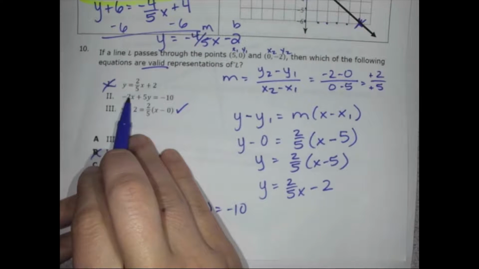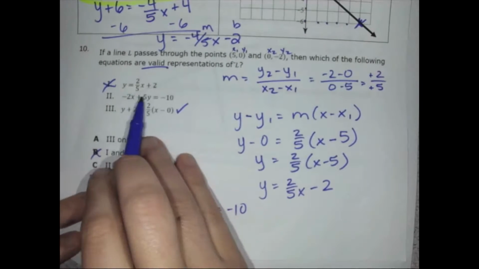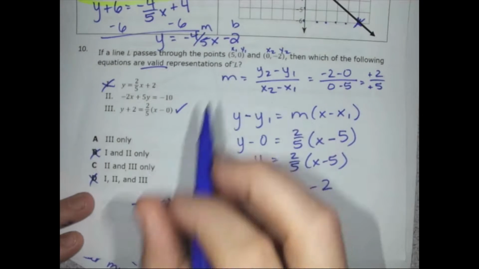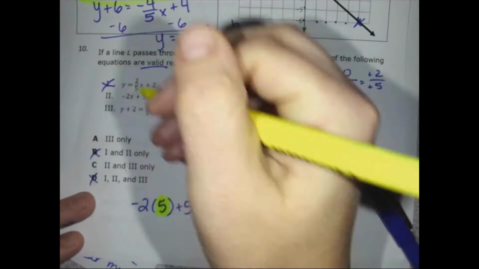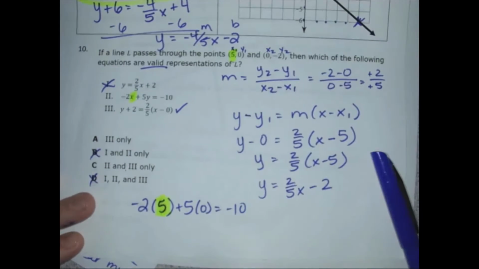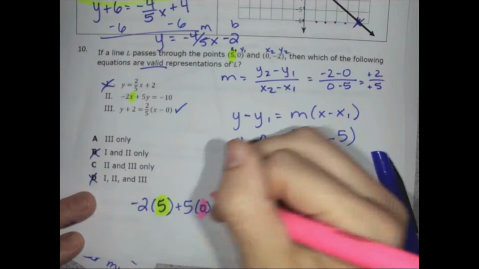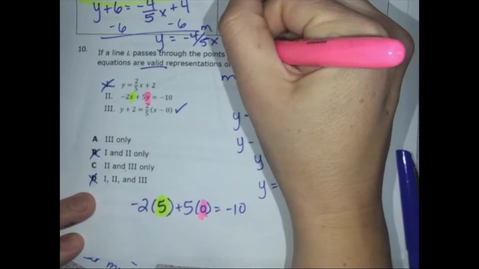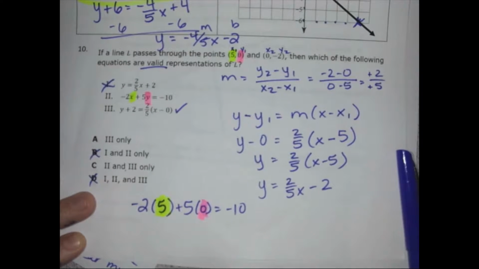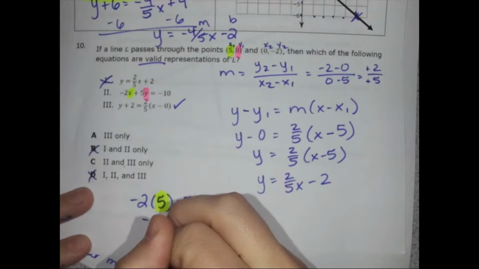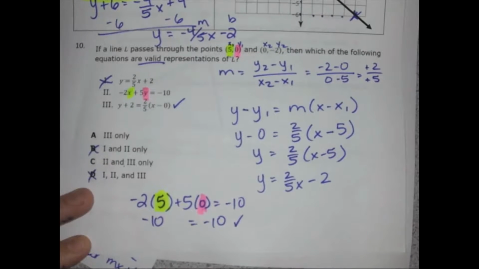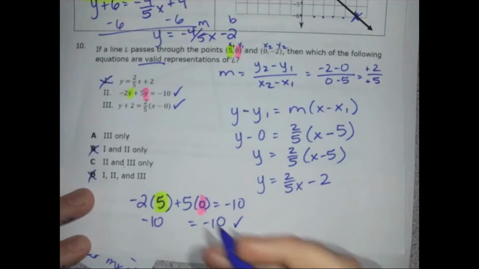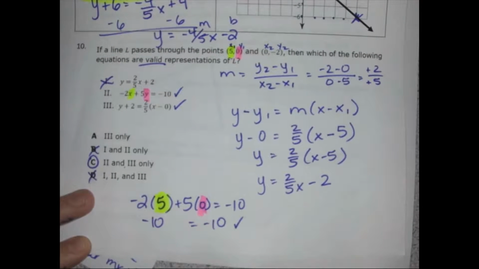So for answer choice 2, I'm using substitution. I'm taking my point 5, 0, and I'm substituting it into my equation. Negative 2 times 5 is negative 10, plus 0 is equal to negative 10. If that is a true statement, then number 2 is a true statement. So my only answer choice can be C.